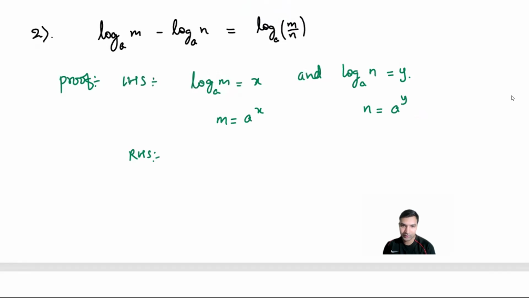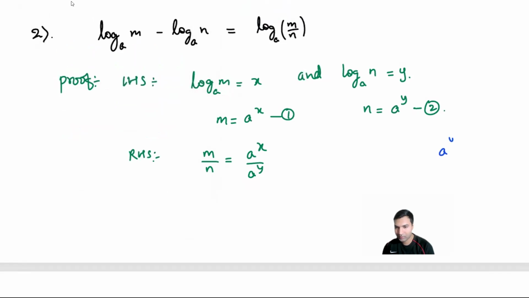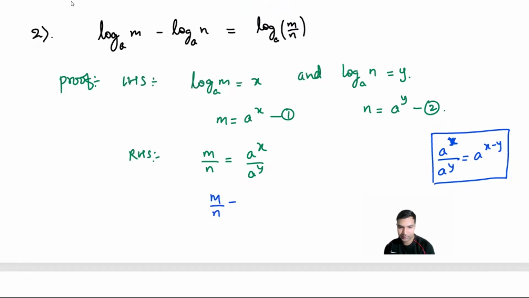Now what do I need from RHS? I need m over n, isn't it? Therefore m over n would be what? This is equation 1, this is equation 2. So a power x over a power y. Now from elementary classes, you guys know that if I have the same base, and in division, the power gets subtracted, isn't it? Using laws of indices, I can write like this. So therefore, m over n can be written as a to the power x minus y.